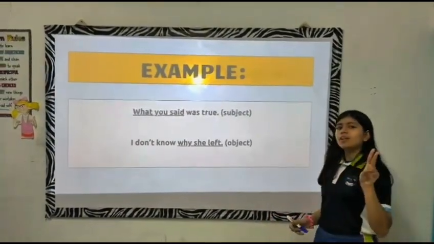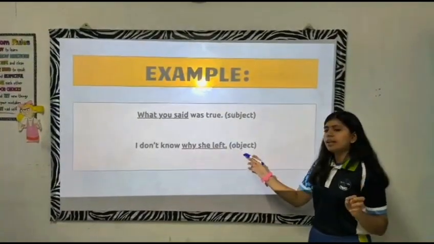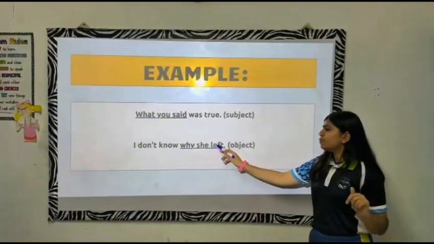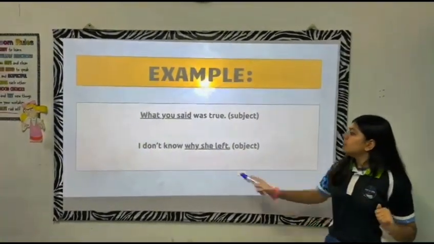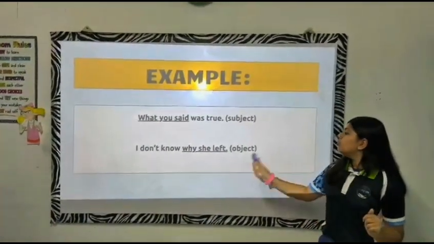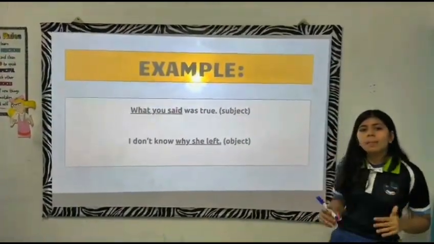Now, let's see the second example. I don't know why she left. The key word will be why, and why she left will be the noun clause. Now, as you can see, it's preceded by know, the verb. So, it will be the object. Why? Because it's a verb.